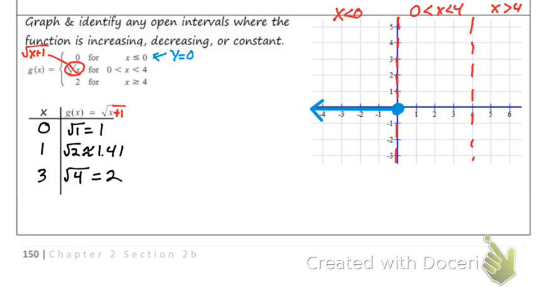All right, so when I plug 0 in, I get a 1 out. Then when I plug a 1 in, I get about 1.4 out. Then when I plug a 3 in, I get 2 out. And maybe our other point would be somewhere on here on 4. We could figure that out, but we're good.